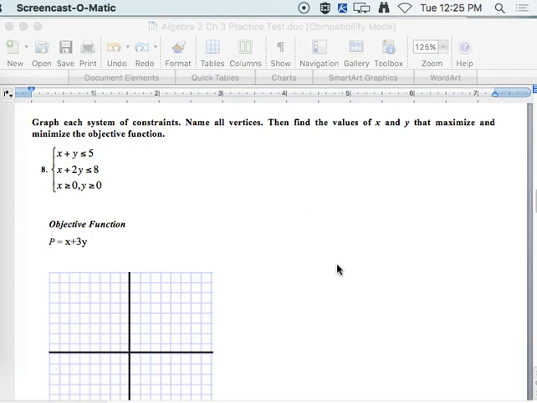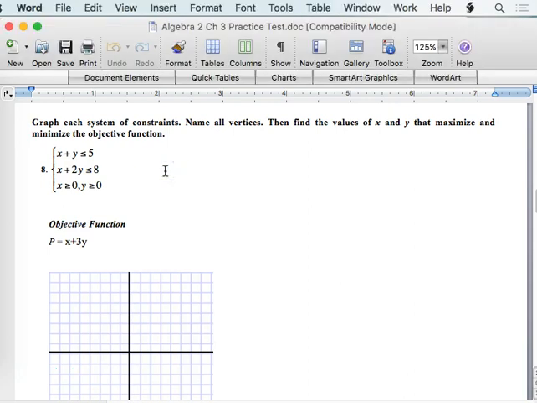So hopefully, if you do a really good job of graphing them, you'll be able to see, boom, there's my vertex, oh, that's the one I want, and everything will be nice and clear. So this is graph each system of constraints, name all those vertices, then we're actually going to go and find the maximum and the minimum of this.